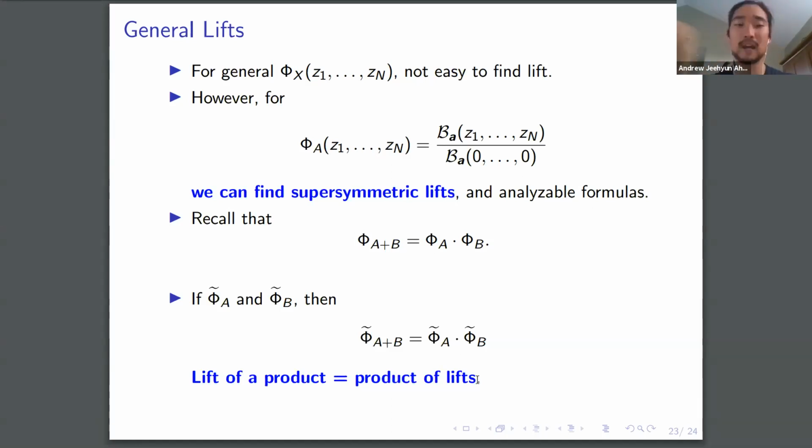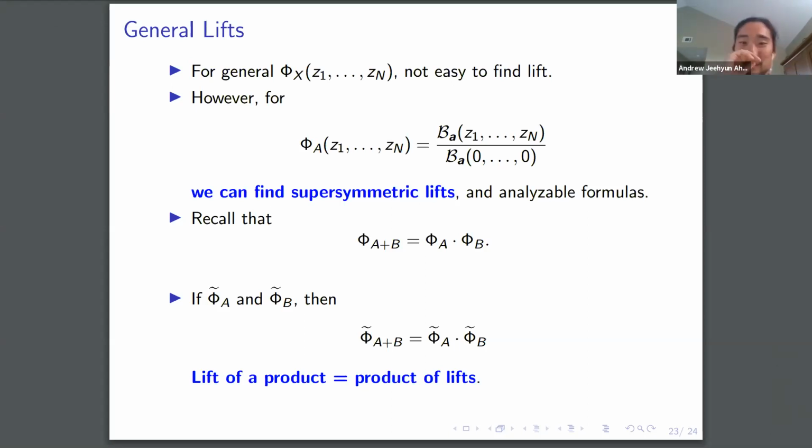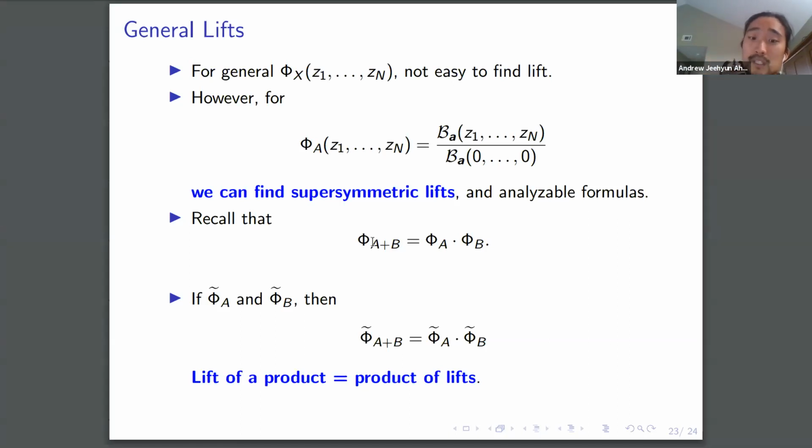And so if you can find supersymmetric lifts for these multivariate Bessel functions, then, okay, that should not be going off. Right, that's absolutely bad timing. So if you can find supersymmetric lifts for these multivariate Bessel functions, then you can get supersymmetric lifts for sums of these, or these additive random matrix models, just by taking products of the lifts that you get for the multivariate Bessel functions.